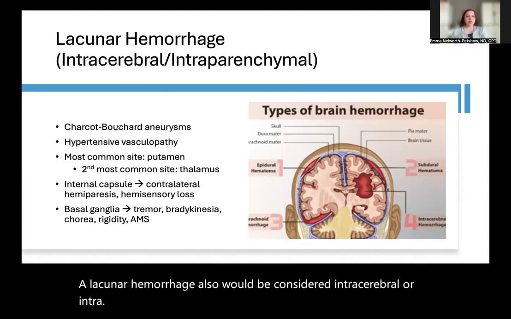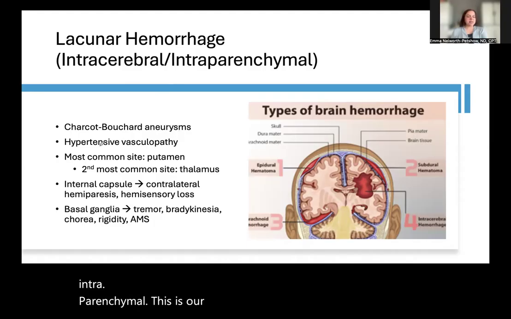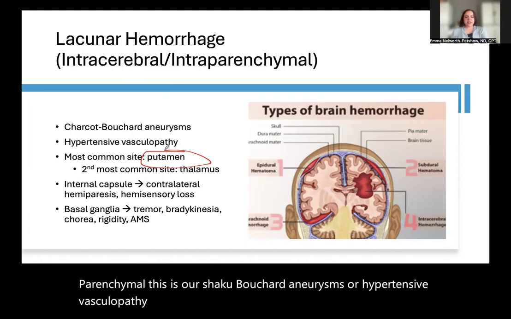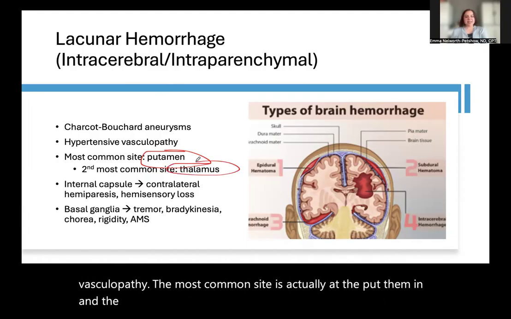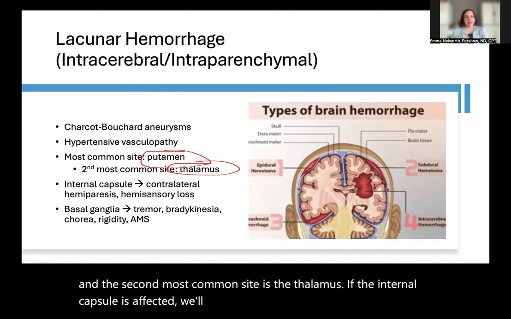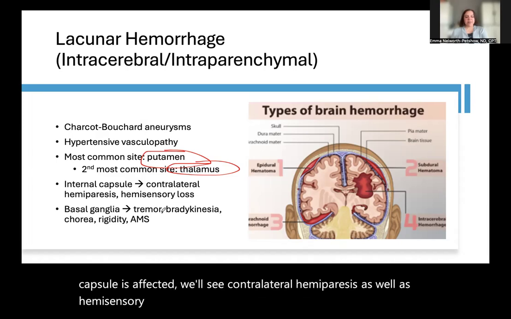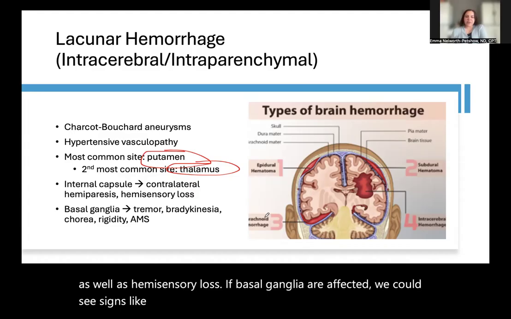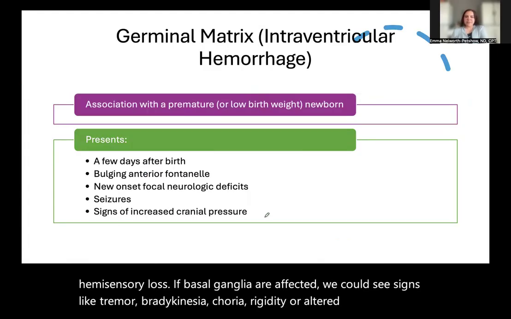This is our Charcot-Bouchard aneurysms or hypertensive vasculopathy. The most common site is actually at the putamen, and the second most common site is the thalamus. If the internal capsule is affected, we'll see contralateral hemiparesis as well as hemisensory loss. If basal ganglia are affected, we could see signs like tremor, bradykinesia, chorea, rigidity, or altered mental status.